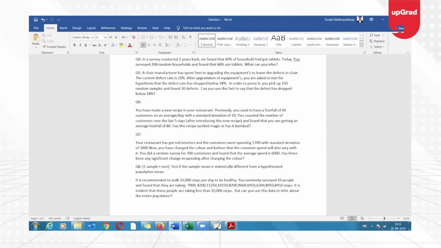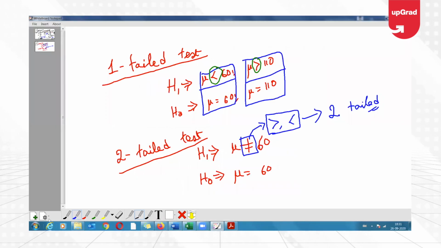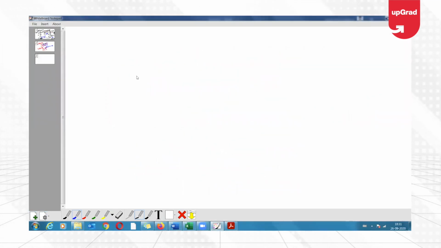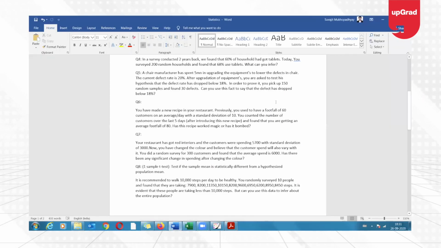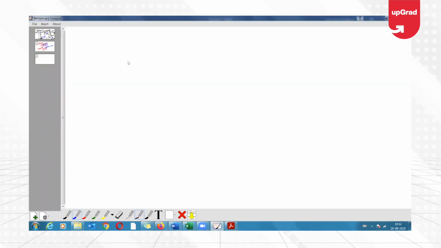So what we'll do is, let's write down the problem. So the problem is, you have a footfall of 60 customers on an average per day with a standard deviation of 10. Okay. So population data, that is the first thing you should write.